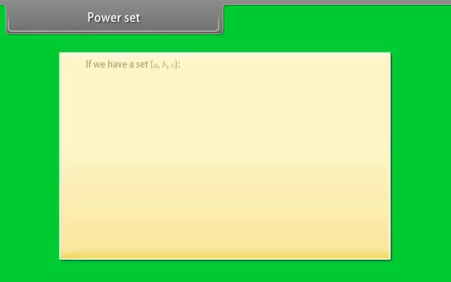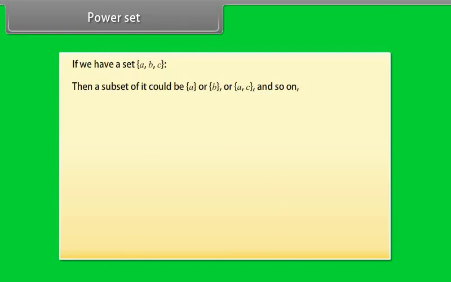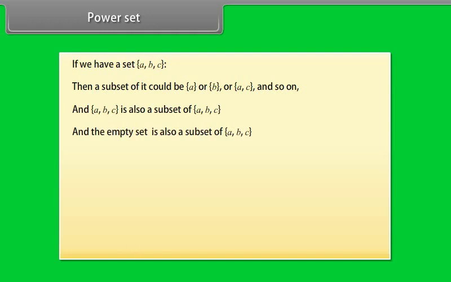Power set. If we have a set {A, B, C}, then a subset of it could be {A} or {B}, or {A, C}, and so on. And {A, B, C} is also a subset of {A, B, C}. And the empty set is also a subset of {A, B, C}. P(S) is equal to: empty set, {A}, {B}, {C}, {A, B}, {A, C}, {B, C}, {A, B, C}.